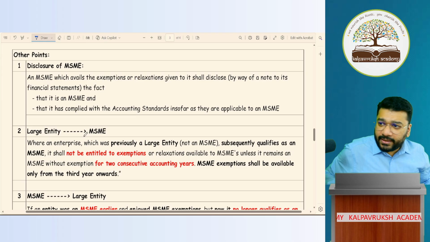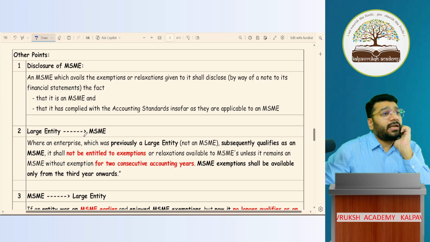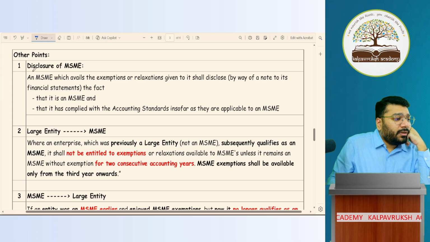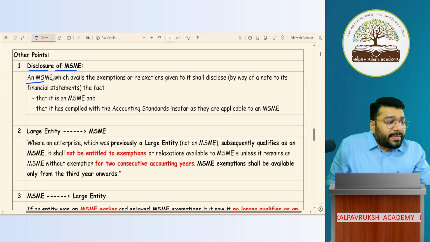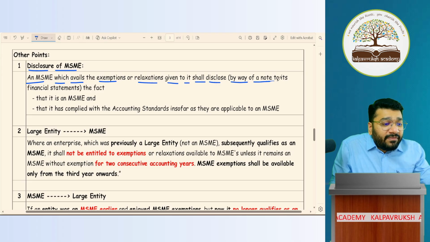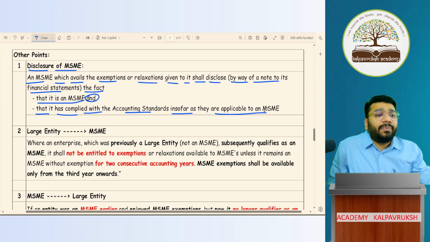Anyways, let's continue. Now, there are a couple of points to be discussed. Disclosure of MSME. This point says that an MSME which avails the exemption or relaxation given to it shall disclose by way of notes to accounts and financial statement the fact that it is an MSME and that it has complied with all the accounting standards insofar as they are applicable to MSME.